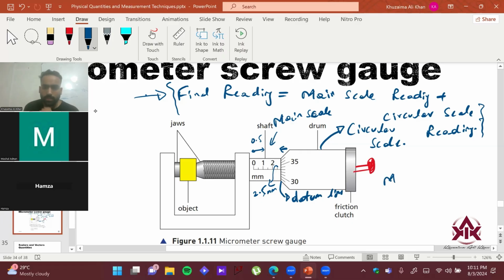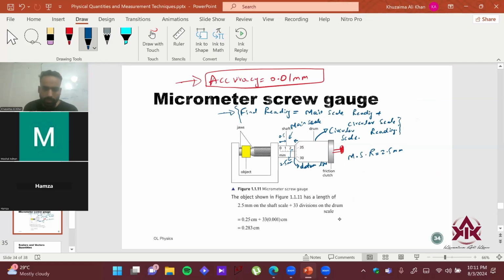So the main scale reading, MSR, is going to be 2.5 millimeter, which can be seen over here. They have converted it into centimeter, so don't be scared about how it became centimeter. If you want to go from millimeter to centimeter, you simply divide by 10, right? So 2.5 millimeter is equivalent to 0.25 centimeter. It's easy.